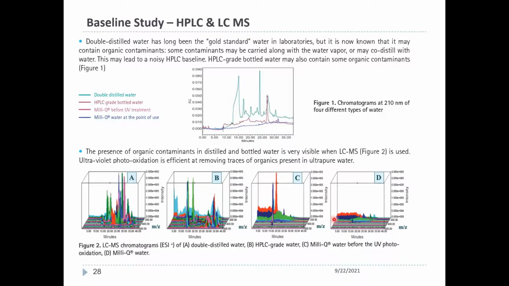And then the last one, which is D, we have the molecule water, which is the ultra pure after photooxidation, so with UV. You see that this is almost flat. This is the best you can use for your analysis. Then you are sure that whatever peak comes here is actually the analyte of interest.